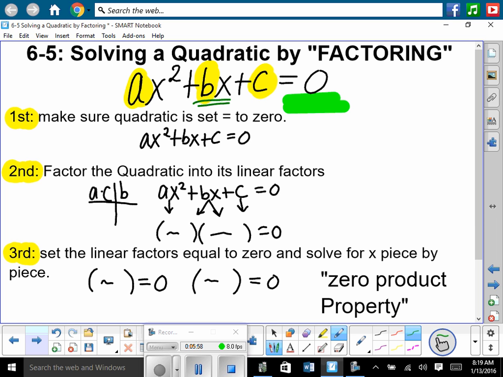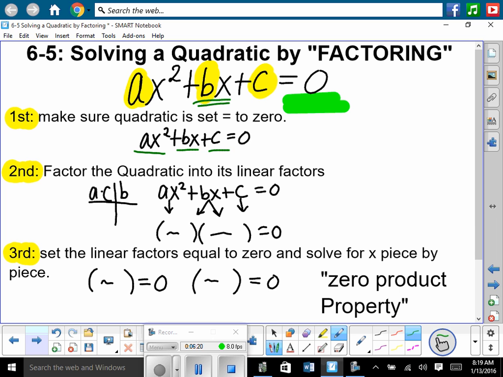All right, so here are the step-by-step instructions on how to solve a quadratic by factoring. Now remember when we're solving, we're finding the x-intercepts. This is just another method to solving. So your first step is make sure the quadratic is set equal to 0. That is the most important thing. And make sure it's in standard form. So ax squared, the highest degree comes first, then bx, and c.